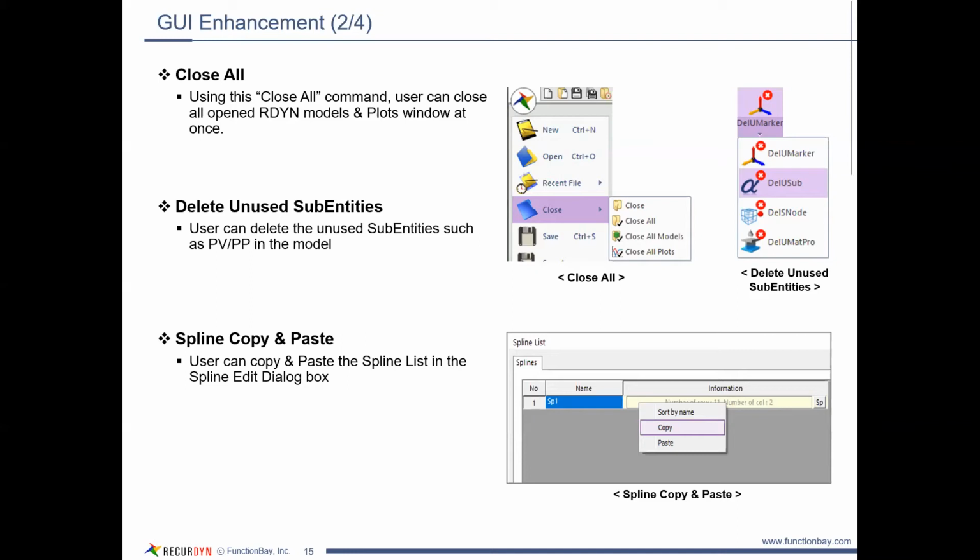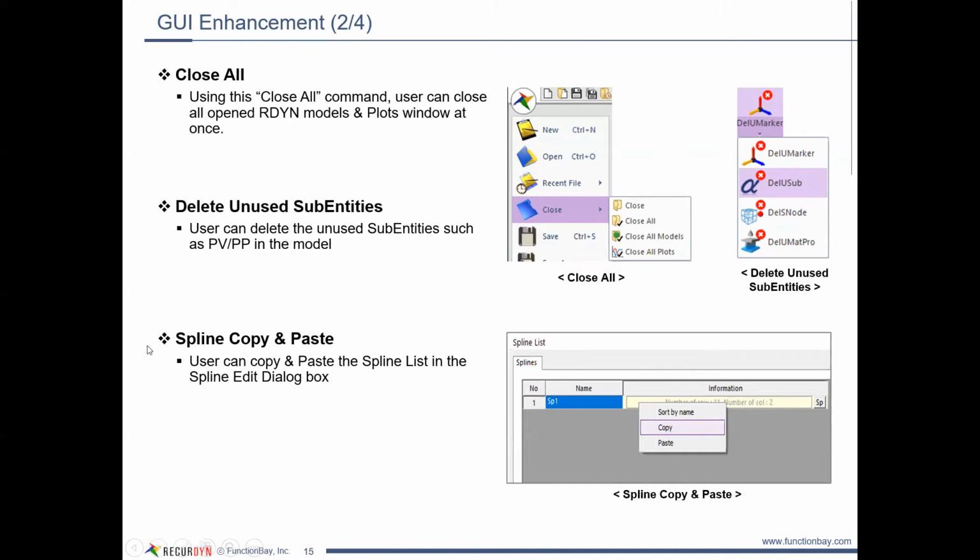Anyway, you can see it in the main RecurDyn ribbon under the sub-entity tab, and you can see what all these sub-entities are. But in the database, it can be figured out which things are referenced and which things are not. So then you can delete what's not referenced.